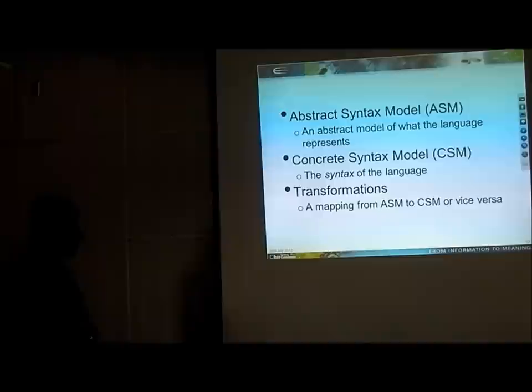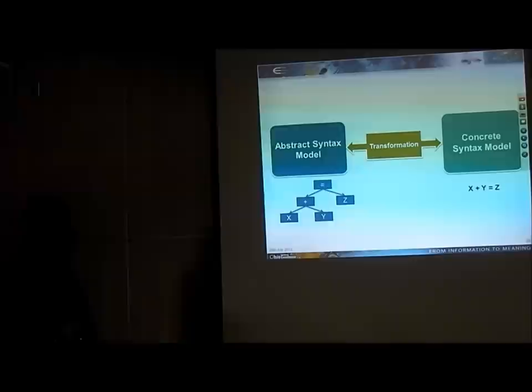And of course, there are transformations that transform the ASM from a CSM and vice versa. And as it appears, you can have one ASM and multiple CSMs. So you can have the same model represented in multiple languages. Here's a quick view of how that happens. So you have the abstract model, you have the concrete model, and there are transformations that you can use to go in between them.